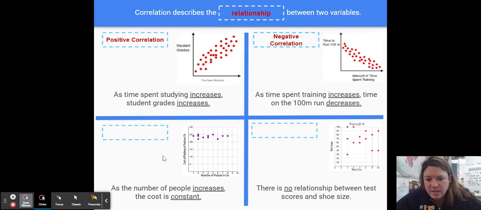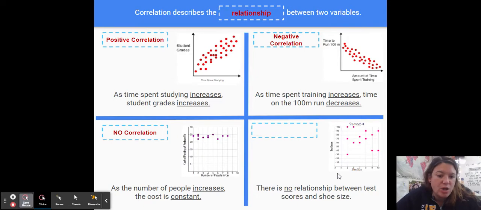All right, this one over here, as the number of people increases, the cost is constant. So it doesn't matter what the X is, the Y is always about the same. It's always around 25 over here. So the number of people in the car compared to the cost at a parking something at the Verizon Center. So there's really no correlation between the number of people in the car and how much it costs to park there. So this one is no correlation.